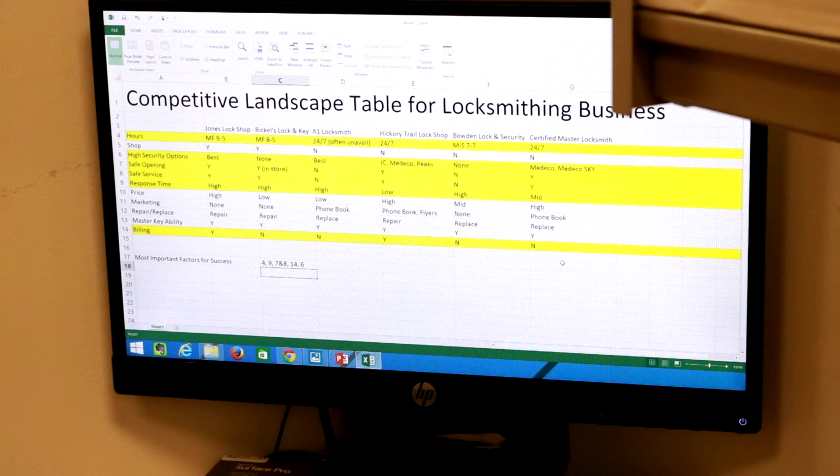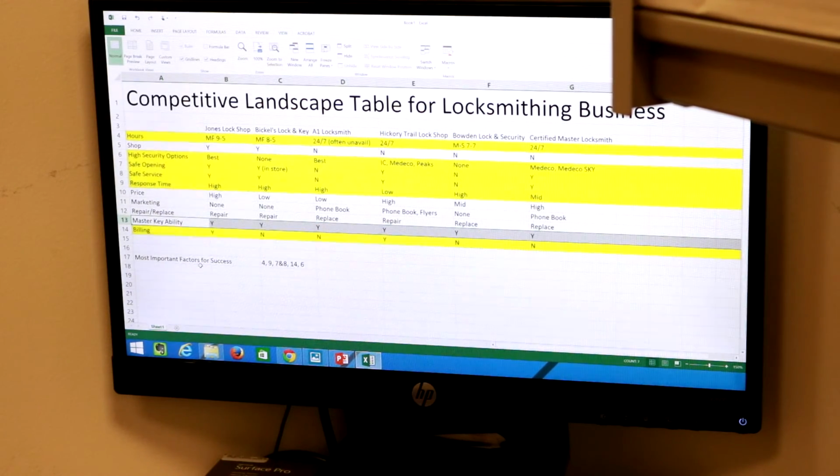So those things were all important, I thought. And the first thing that I discovered when I was compiling this table is that if we go to line number 13, master key ability, every single locksmith can do it. So that means that there's no way to tell businesses apart based on whether or not they can use that particular thing.